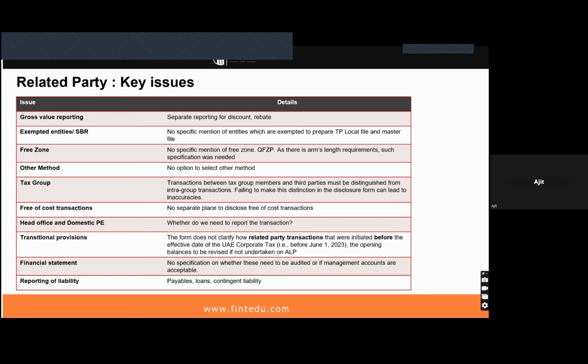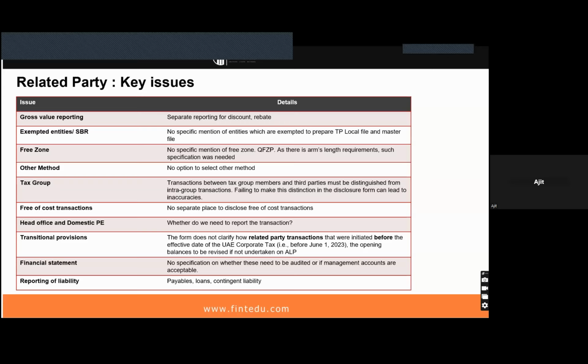Free zone: no discussion about qualifying free zone entity, no discussion about the transaction between them or any de minimis impact, because if it impacts de minimis or if it is non-arm's length, you may lose your QFZP status. Other method: there is no option to select other method. Tax group: as I mentioned, there is no separate discussion about transactions between tax group. If there's a transaction between tax group entities, anyway, these are eliminated, but outside the tax group entities, one needs to disclose it. Free of cost transaction: no separate place, but as I mentioned, one can report it by putting 0 as the book value and arm's length value and then show it as an adjustment.